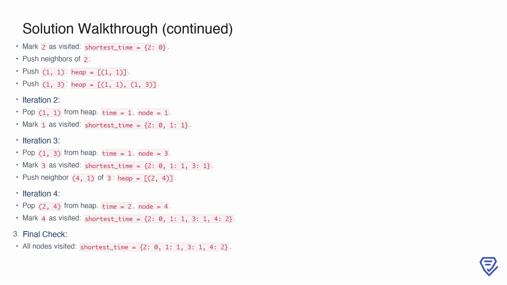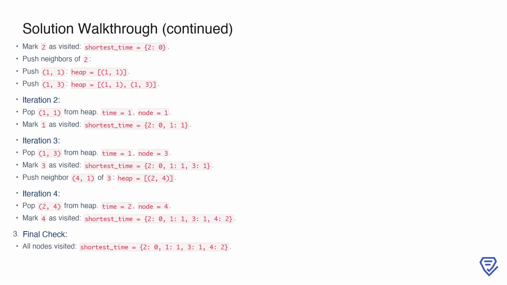The first iteration begins by popping the top element from the heap. This gives us (0, 2), meaning we are visiting node 2 with a current travel time of 0. We mark node 2 as visited by adding it to shortest_time, so now shortest_time equals {2: 0}. Next, we look at its neighbors. From the graph, node 2 connects to node 1 with a time of 1 and to node 3 with a time of 1. We push these neighbors into the heap, resulting in heap equals [(1, 1), (1, 3)].